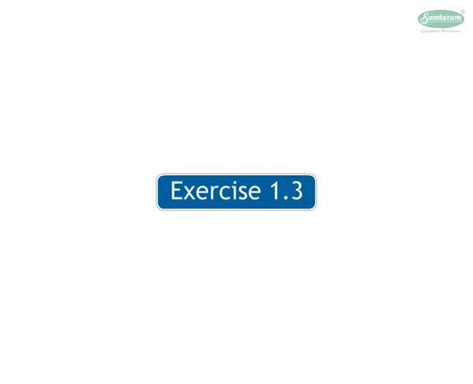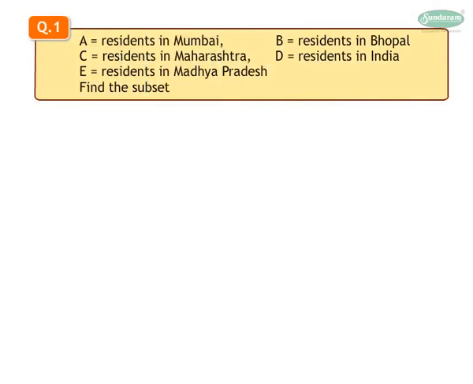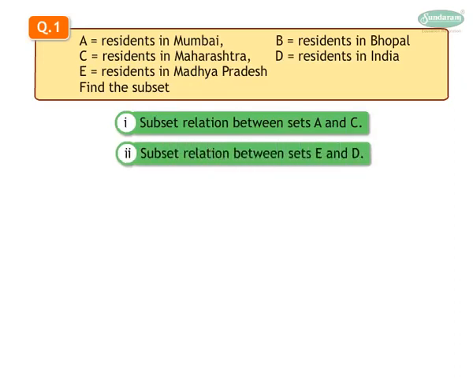Exercise 1.3. Question 1. Set A contains all residents in Mumbai. Set B contains all residents in Bhopal. Set C contains all residents in Maharashtra. Set D contains all residents in India. Set E has all residents in Madhya Pradesh. We have to find: 1. Subset relation between sets A and C. 2. Subset relation between sets E and D. 3. Which set can be chosen as the universal set?